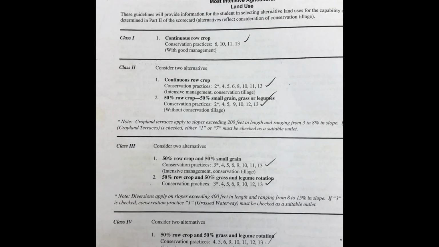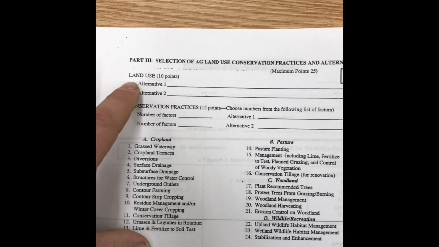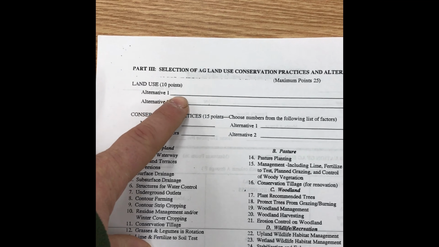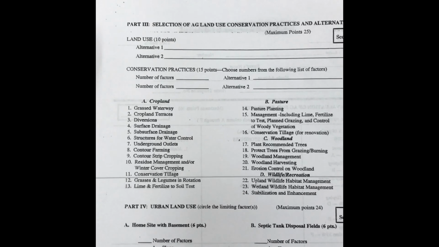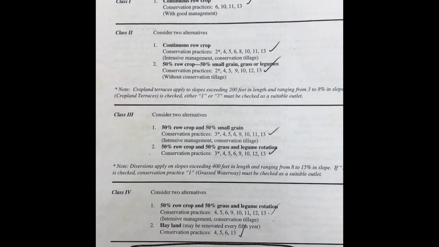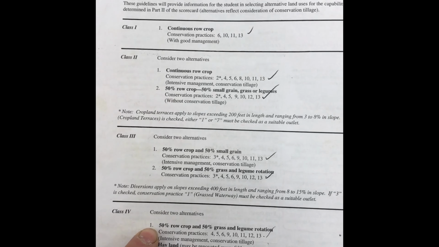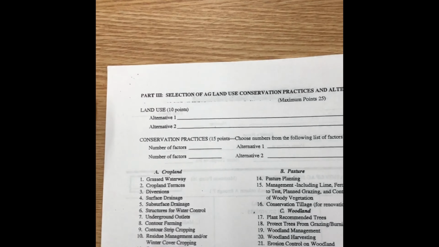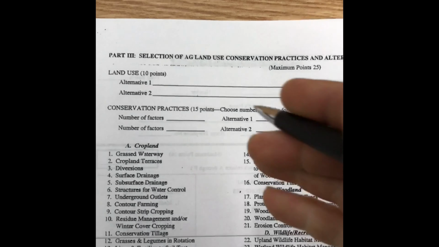Okay, so going back over, looking at this and going back over to part 3 here, all right, it asks for the land use alternative 1 and 2. Because we figured out in the previous section that we had a class 4W soil, if we know this page right here, we know alternative 1 is this in bold right here, 50% row crop and 50% grass and legume rotation. So that's our answer, alternative 1.